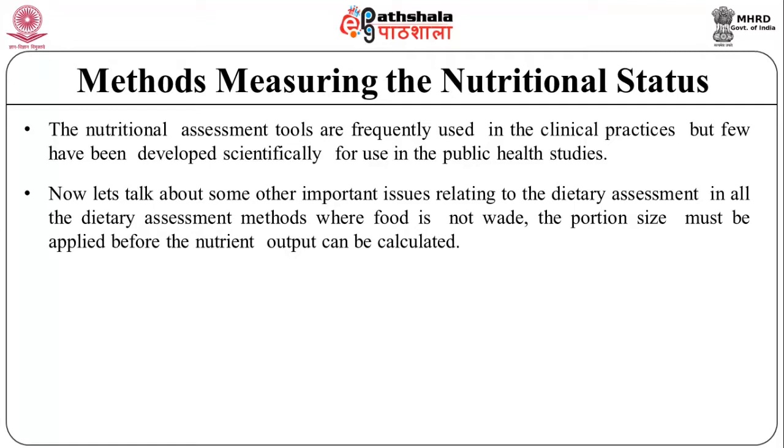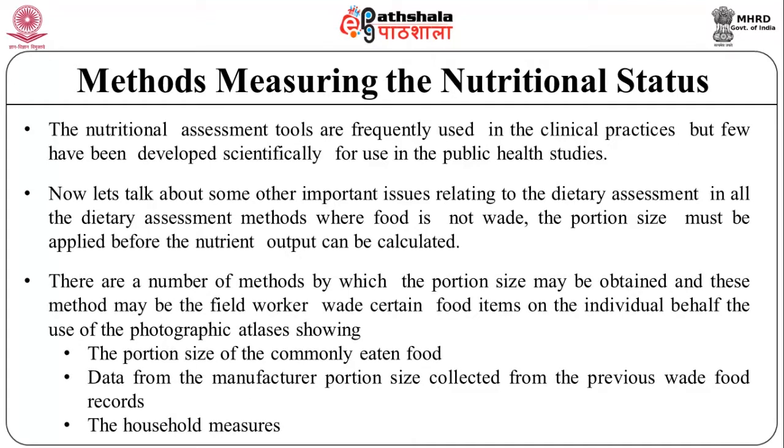In all the dietary assessment methods where food is not weighed, the portion size must be applied before the nutrient output can be calculated. There are a number of methods by which the portion size may be obtained. These methods may be: the field worker weighing certain food items on the individual's behalf, the use of photographic atlases showing the portion size of commonly eaten foods, data from the manufacturer, portion size collected from previous weighed food records, and household measures.